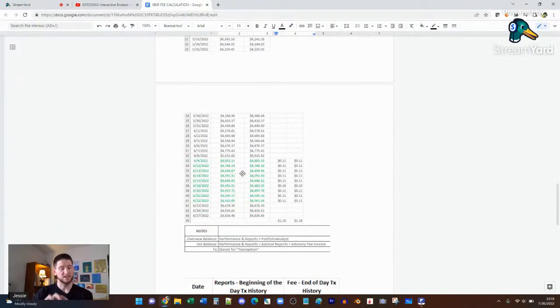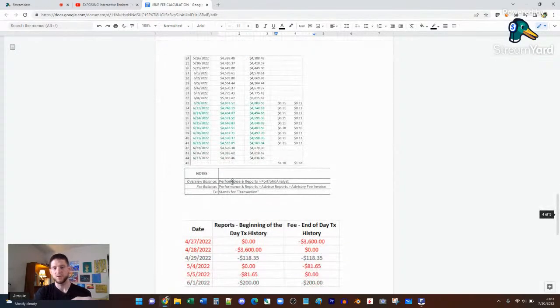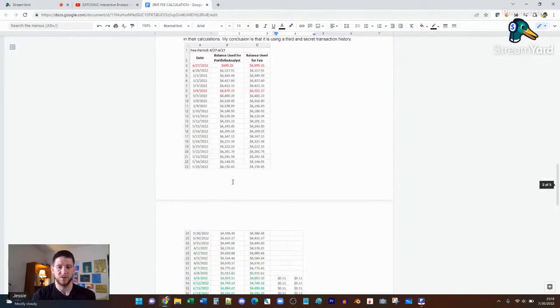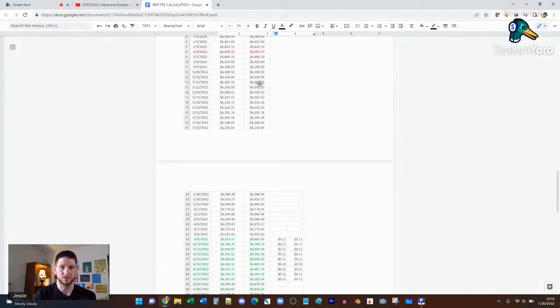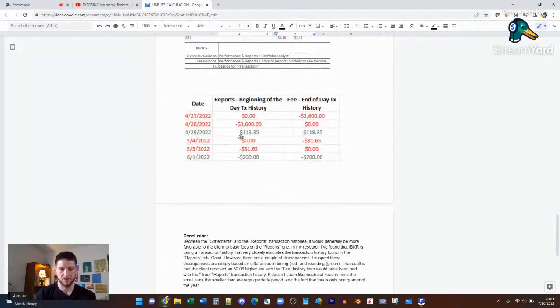If it's highlighted in green, it's actually the opposite, where what we're seeing on the overview, or if the clients were having a fee based on the report section, were more favorable to them. So if I were to extrapolate and pull out the transaction history that the fee is using or the report section is using, this is the table that we get.